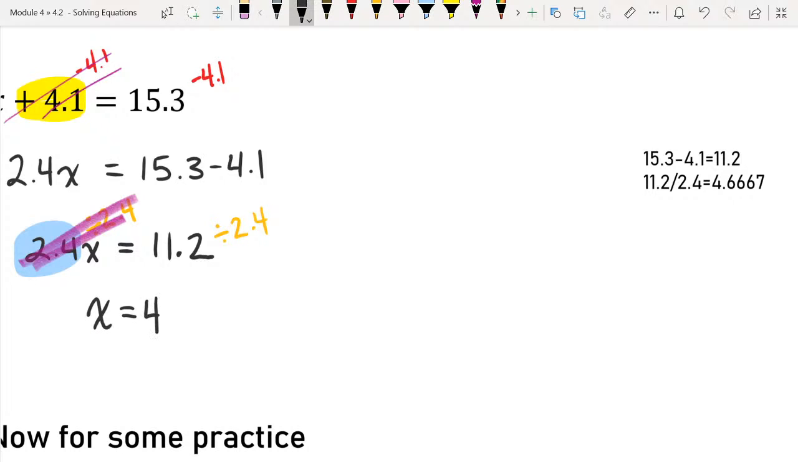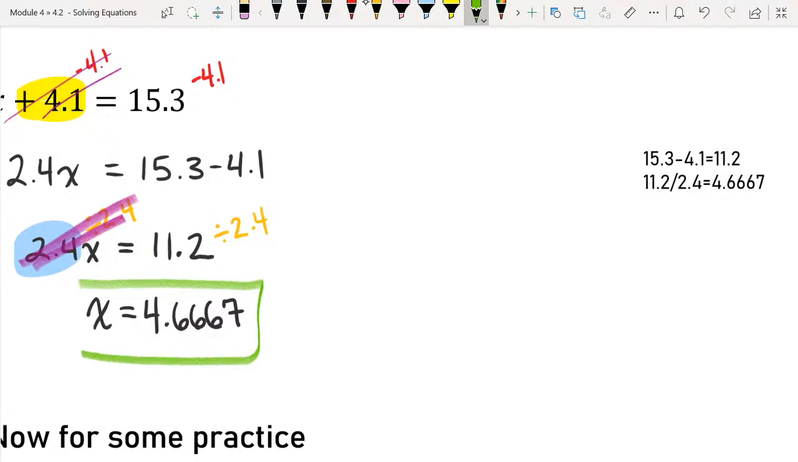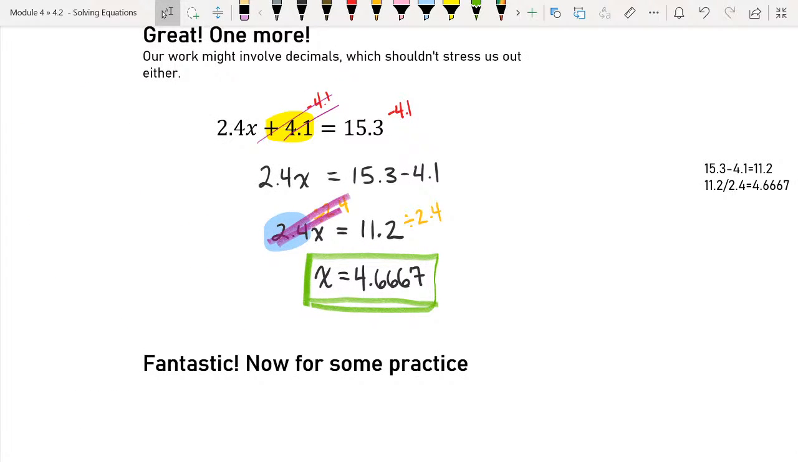So we get 4.6667. So that's 4 2/3, 4.7. However you want to write it, you can round it. That's okay. But there is our answer. So when there's a decimal place, that doesn't need to stress us out either. We know how to deal with that. So that's it. Hopefully you found that kind of helpful.